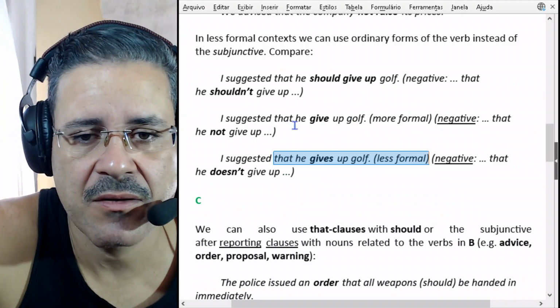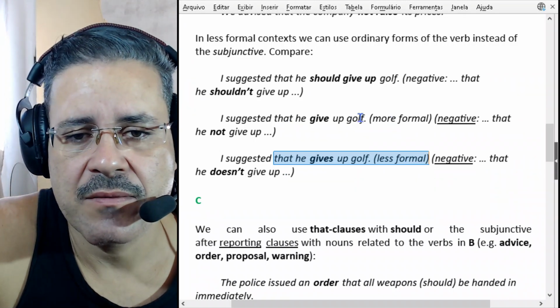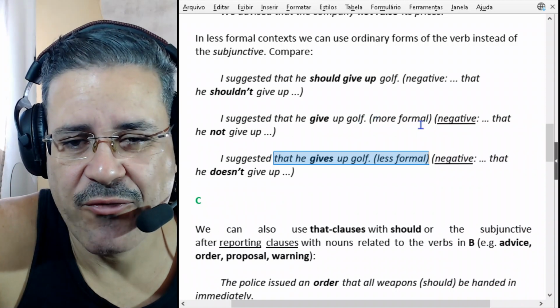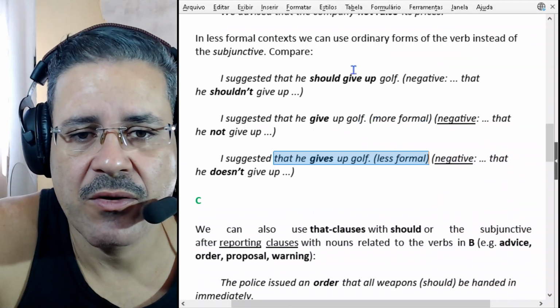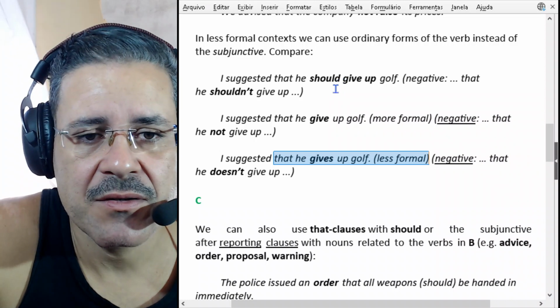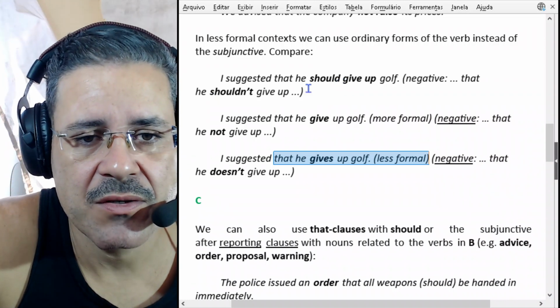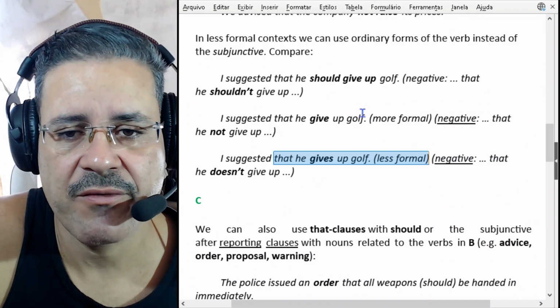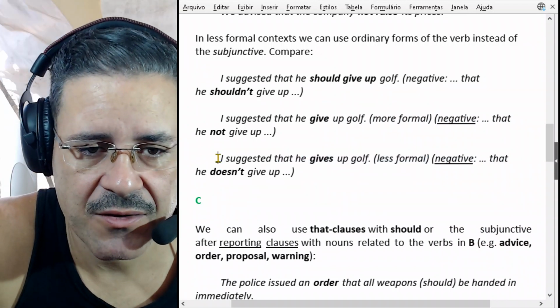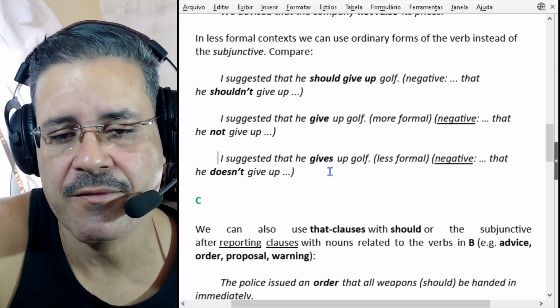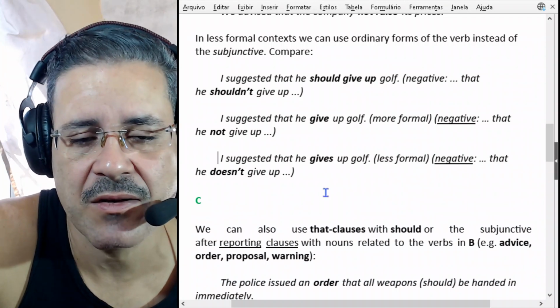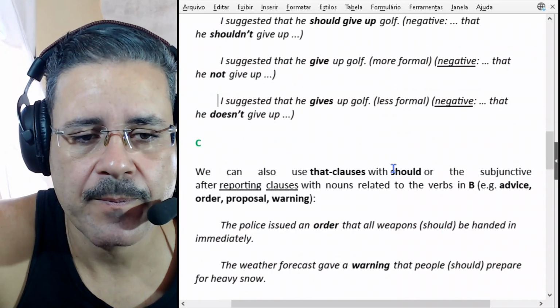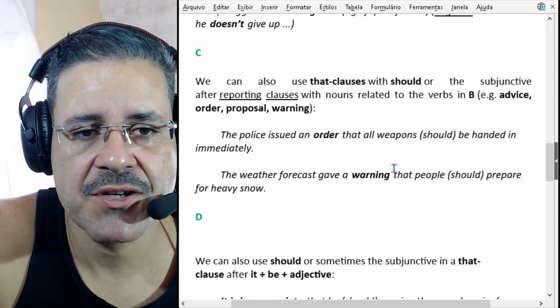We've got the subjunctive here, which is more formal, and we've got the subjunctive with shouldn't. I suggested that he should give up golf, or that he shouldn't give up golf. So prefer the third example. I suggested that he gives up golf, or in the negative, that he doesn't give up golf. Okay, moving on. Section C.